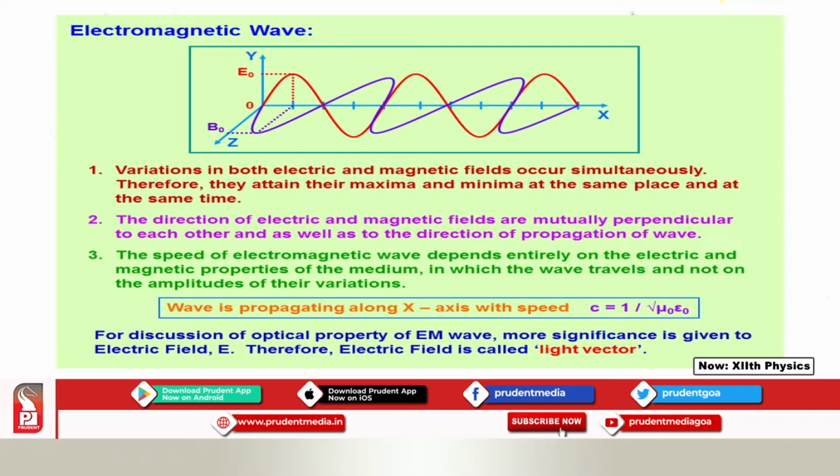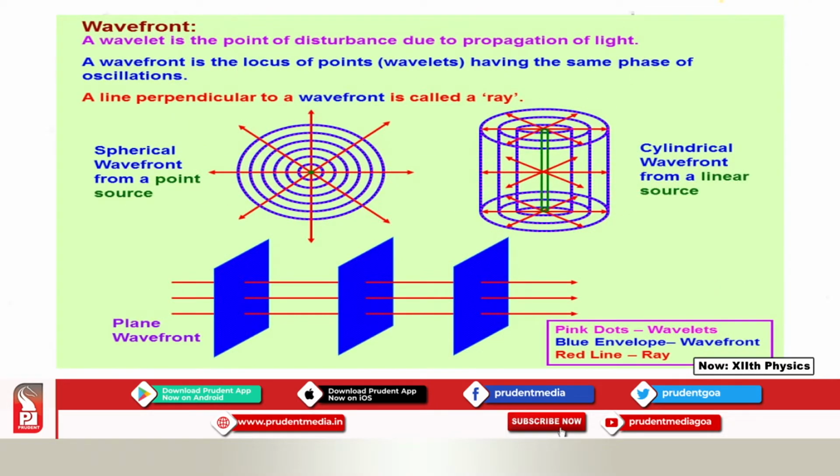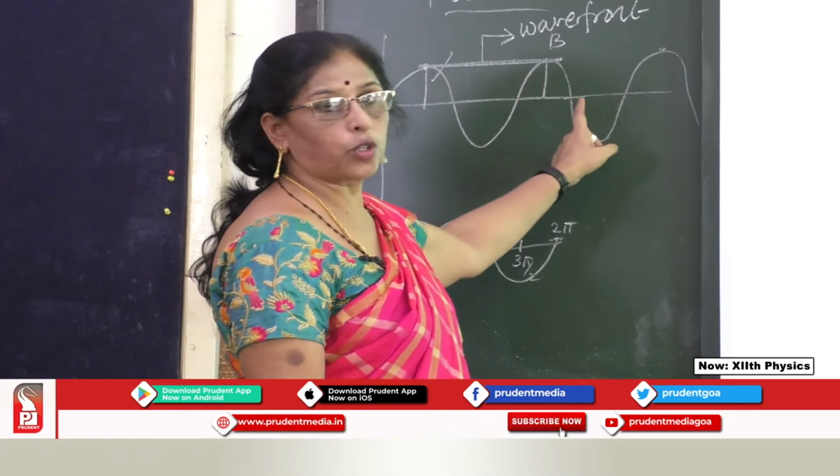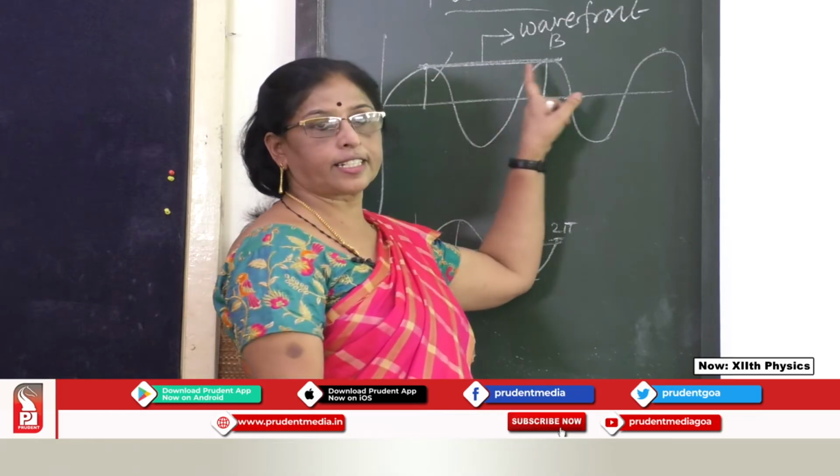So light is a vector. Now here comes the wavefront, which I mentioned just now. A wavelet is a point of disturbance due to propagation of light. A wavefront is the locus of points having the same phase of oscillation. As I said, see here, I showed over here, this is 90 degrees, 90 degrees.